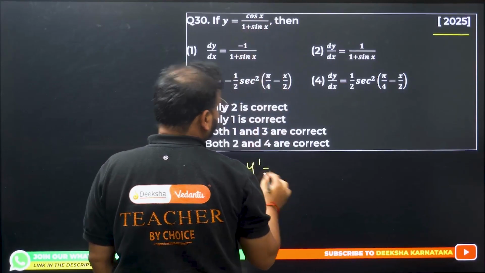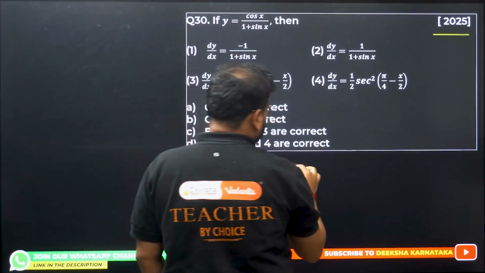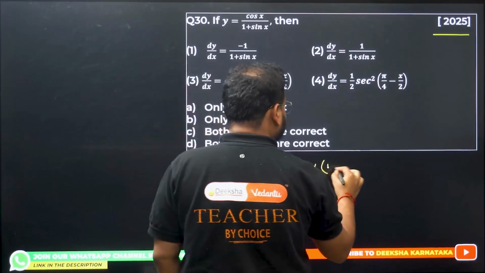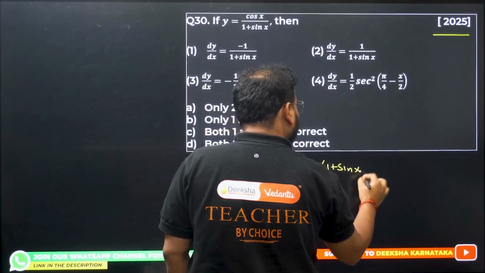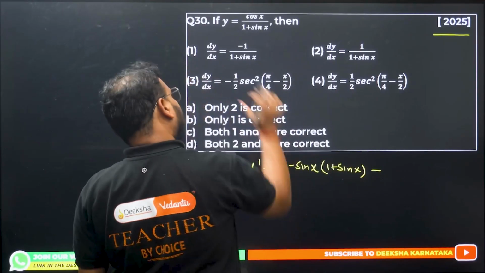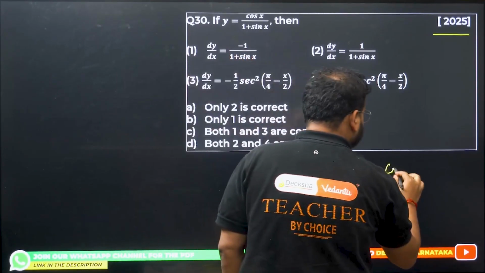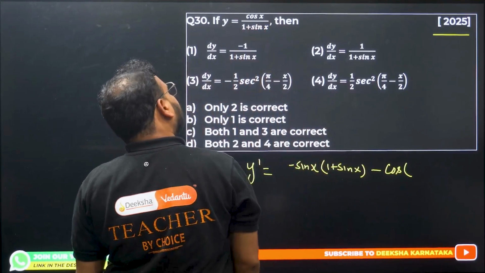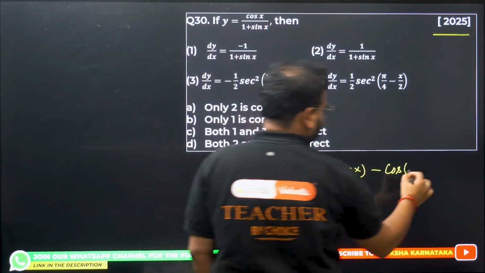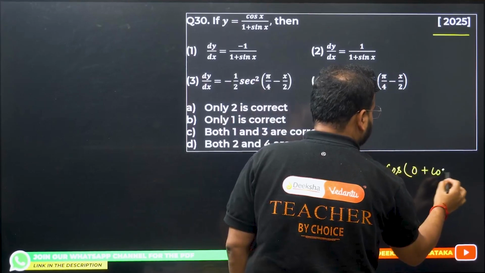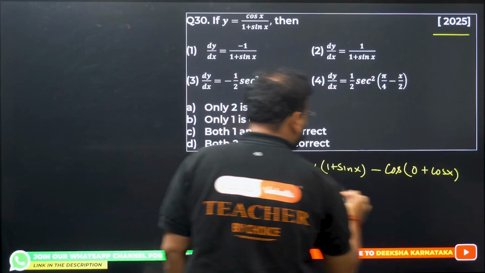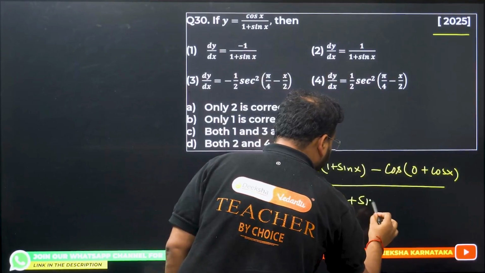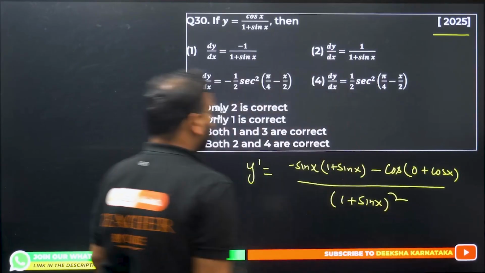y dash equals quotient rule. So we get minus sin x in the numerator, keeping 1 plus sin x in the denominator as it is. Next comes the minus sign, keep the numerator cos x as it is, and differentiate the denominator. I get 1 and the derivative of sin x, 0 plus cos x, divided by the denominator whole square. That's the quotient rule of derivatives.